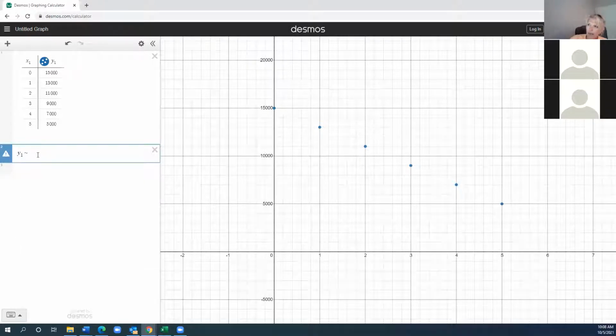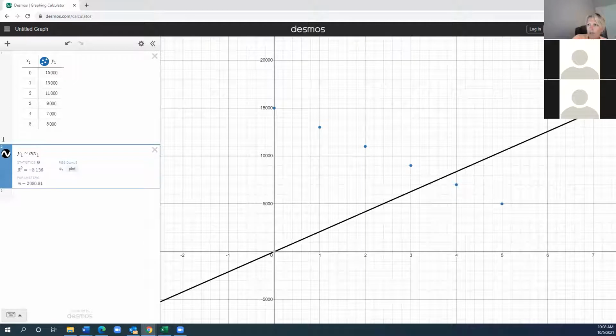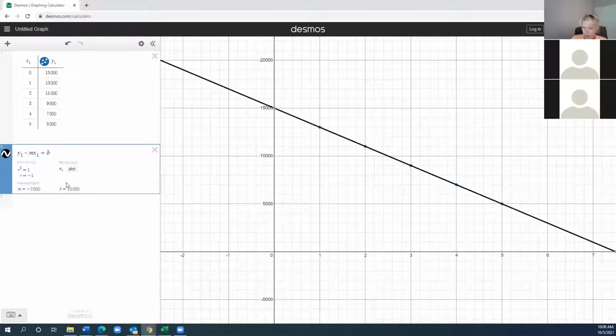Okay. And then I'm going to tell it I want it to be mx plus b. So I'm going to say m x, but I wanted to use x1 because I wanted to use the table, the x1 numbers, to predict the y1 numbers. And then I have to say plus b. And it confirmed what I thought. m is negative 2,000, b is 15,000. And because this is a perfect linear equation, the R squared is 1.